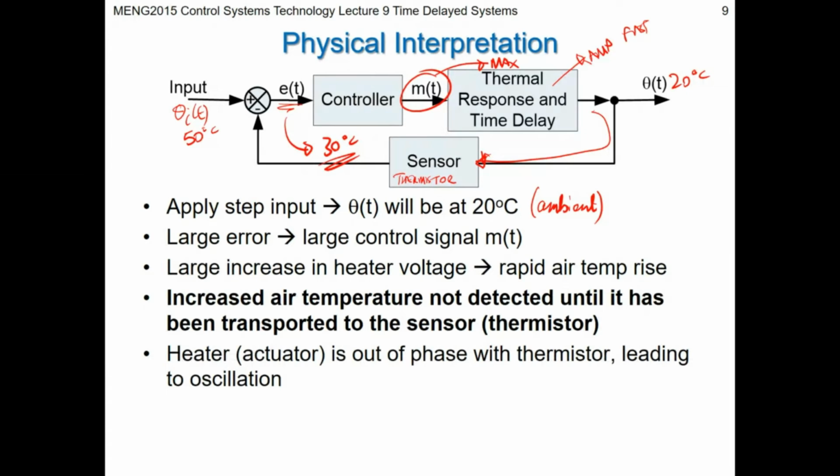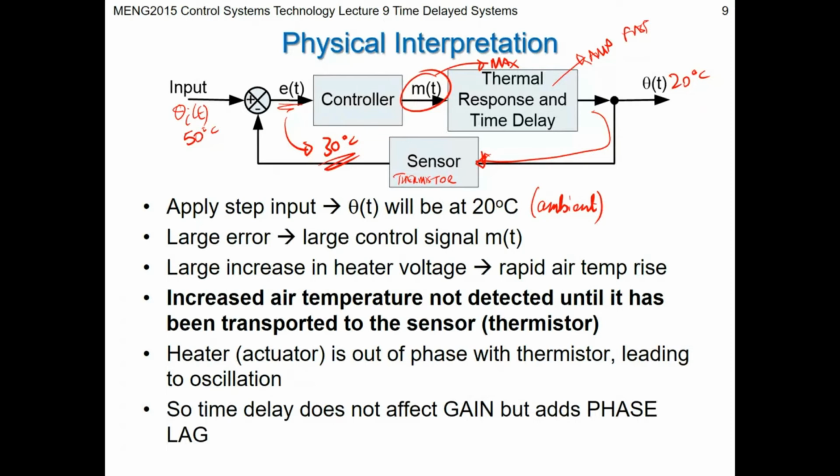So that means that what's really happening here is that the heater, which is the actuator to warm the air, is out of phase with the thermistor. Right, and that out of phase condition is what leads to oscillation, because when the temperature of the output is ramping up, the thermistor is not detecting it. When it detects it, it's already ramped up. So that now there's a response in the system, in the control system.